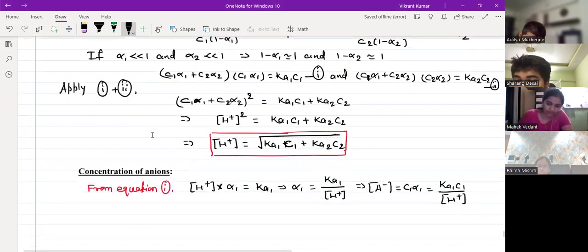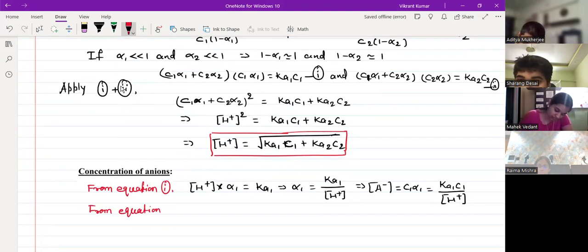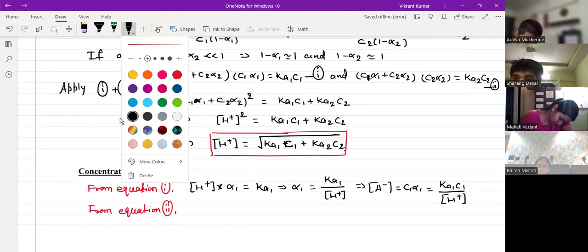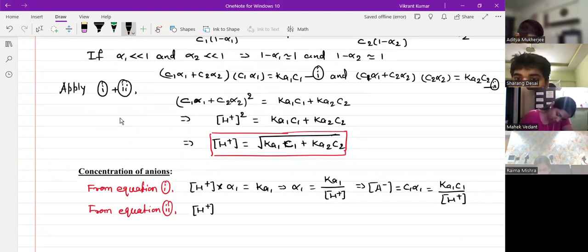वैसा ही equation 2 से, similar manner में, from equation 2 will write H plus into alpha 2. This time I am cancelling C2 and C2 on both the sides.